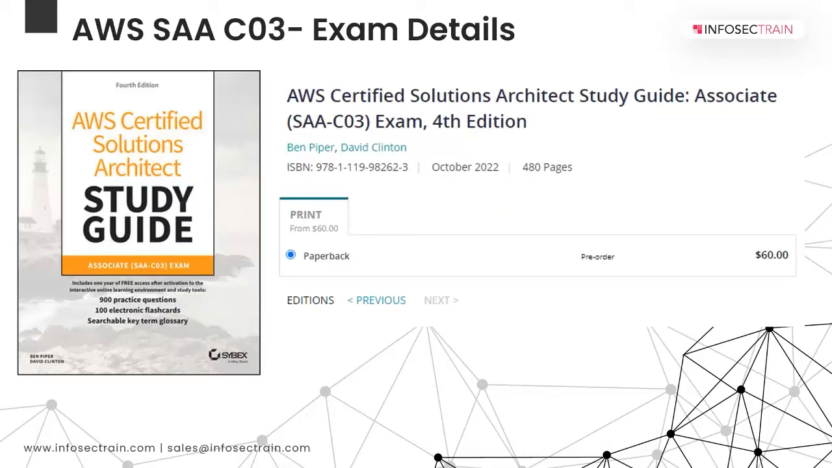Just in case you're thinking about a textbook, as per the information available, there is a textbook called the AWS Certified Solutions Architect Study Guide, which is going to be released by Sybex in October 2022. Once they release it, you can buy this book. But even if you have all these books, trust me, team, the AWS documentation is the best reference you can think about when talking about the examination process.